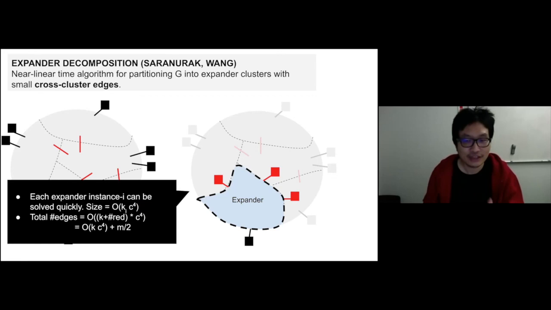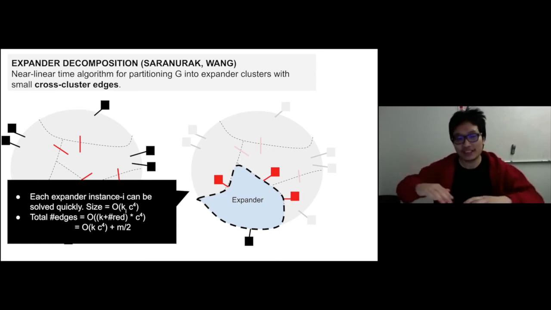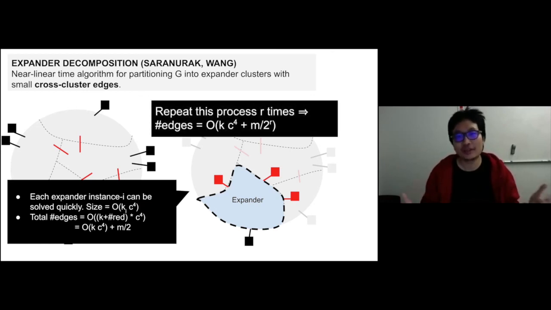Now if you combine this, notice that in the calculation the number of red edges will show up. That's why we need them to be small. This will give us a mimicking network of size kc to the 4 plus m over 2, so the number of edges will be half plus kc to the 4. This is still bad because it has m, but we can repeat this process. Each time we use expander decomposition and solve our problem on expanders, and we get a smaller graph in the end. If we do it r times, the size will be kc to the 4 plus m over 2 to the r. So with log m rounds, we are done, and each round takes only near linear time.